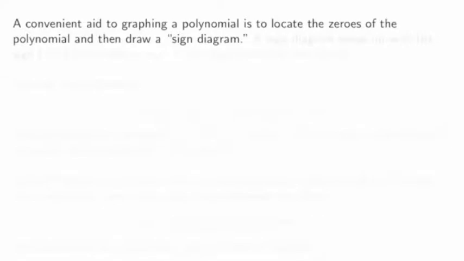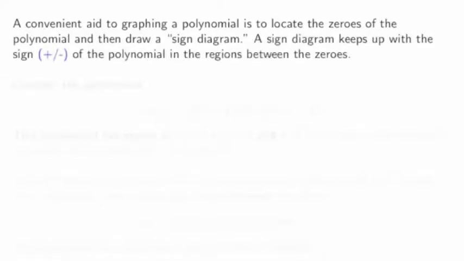A convenient aid to graphing a polynomial is to locate the zeros of the polynomial and then draw a sign diagram. A sign diagram keeps up with the sign, plus or minus, of the polynomial in the regions between the zeros.